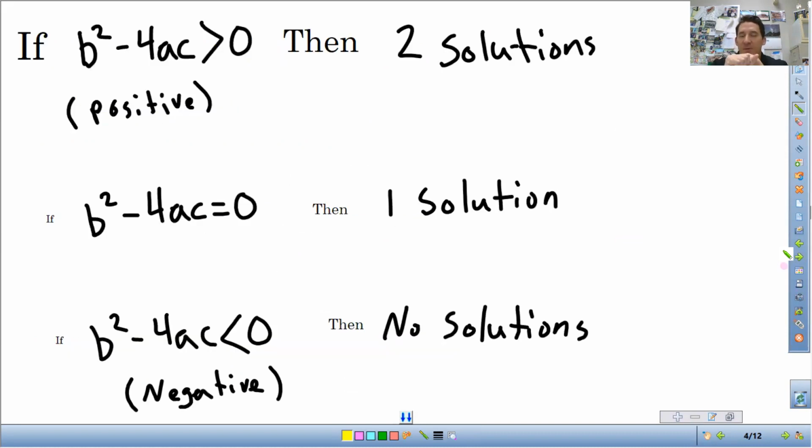If b squared minus 4ac turns out to be a positive number, the equation is going to have 2 solutions. If b squared minus 4ac is equal to 0, then it has 1 solution. And if b squared minus 4ac is less than 0, it's negative. That means it has no real solutions. It would have imaginary solutions, or complex solutions, is what we would call them. And we'll get into complex solutions later on. We're not going to be dealing with that today.